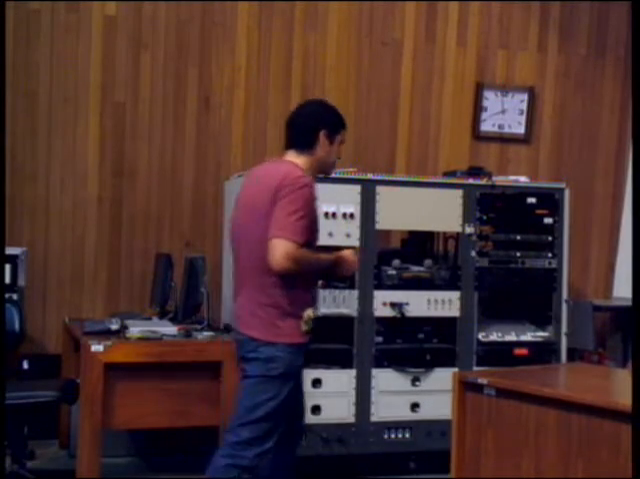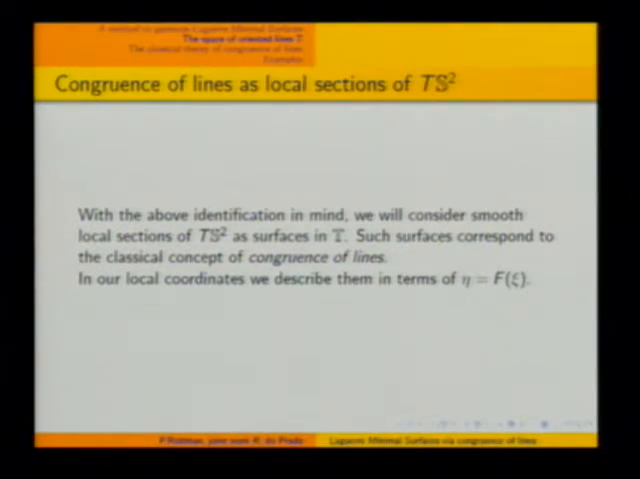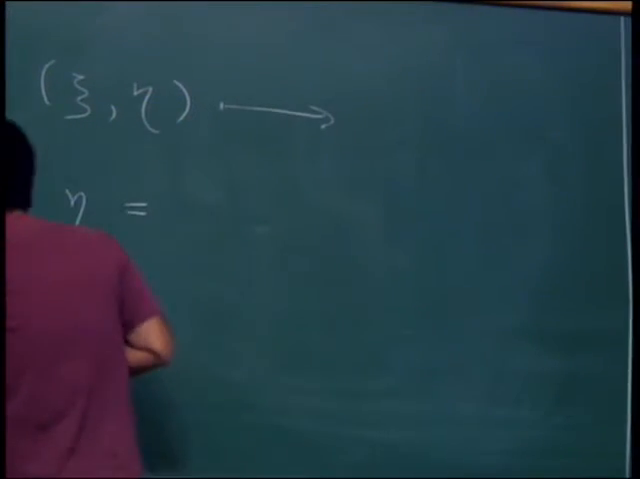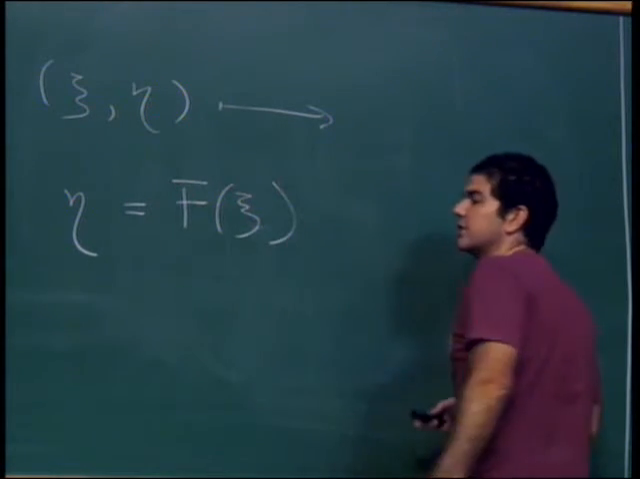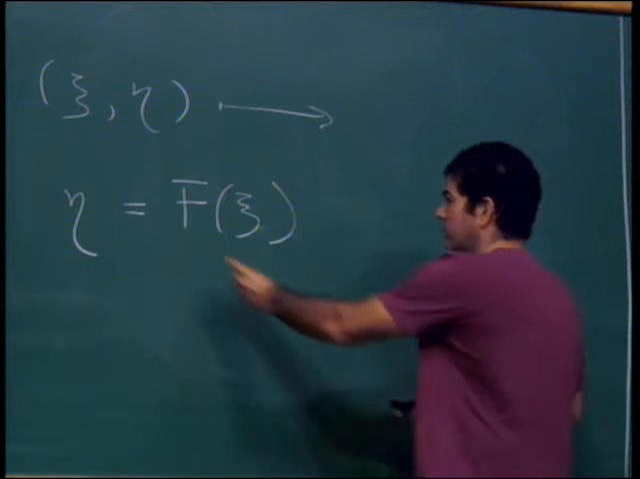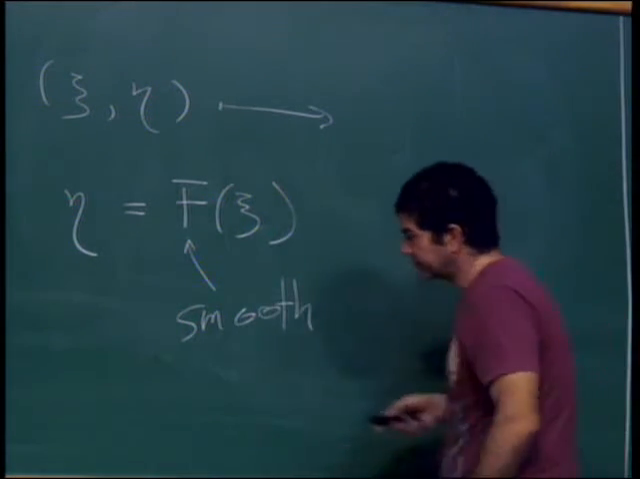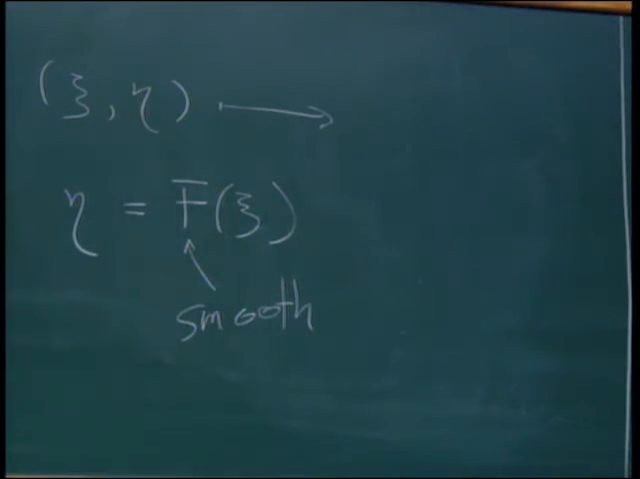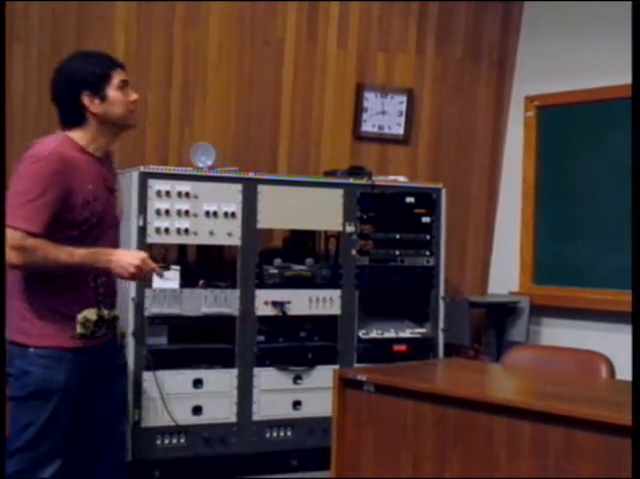And, okay. So a congruence of lines here will be a local section of this bundle. Okay. So actually what I'm going to do, so ζ is basically the point in the sphere, and I'll write η as a function of ζ. Okay, so I have a two-parameter family of oriented lines, where this map is smooth.